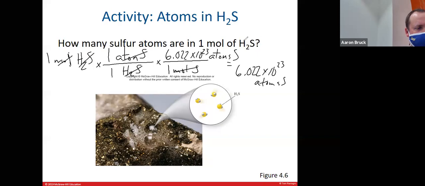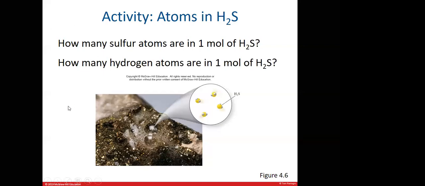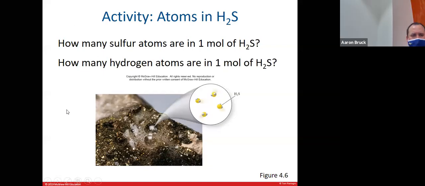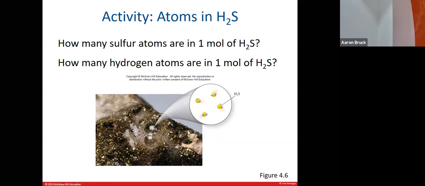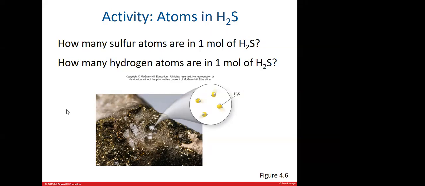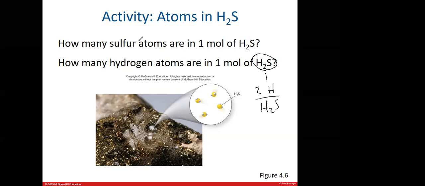Now, what if I were asked about the hydrogen? How many hydrogen atoms are in 1 mole of H2S? Well, here, the conversion is practically the same. The only difference is in the formula. I have 2 hydrogens for every H2S instead of 1.